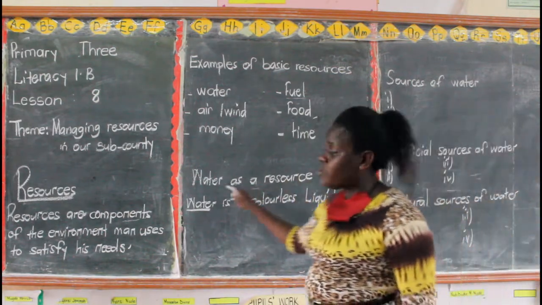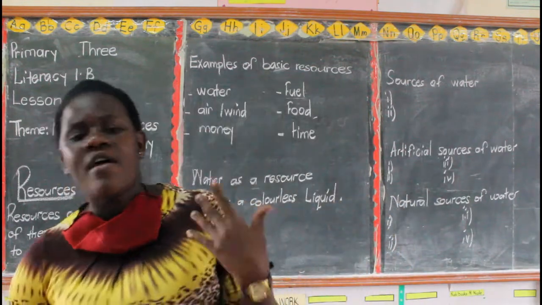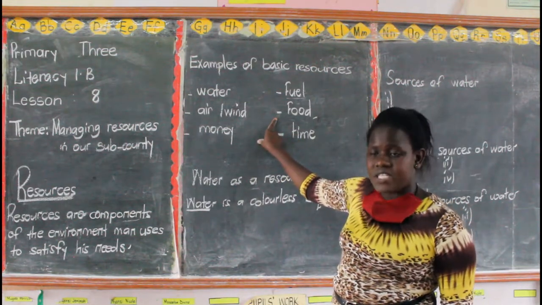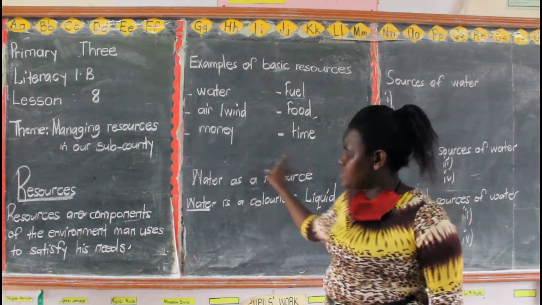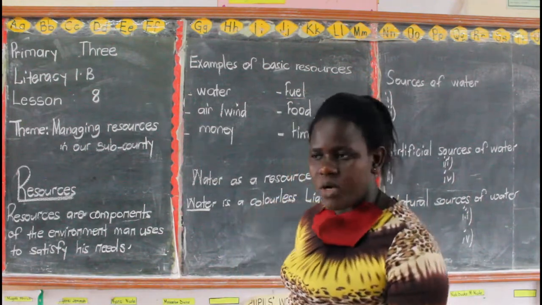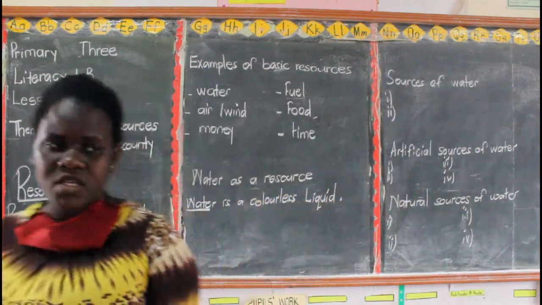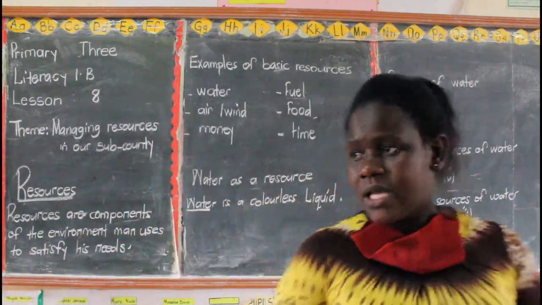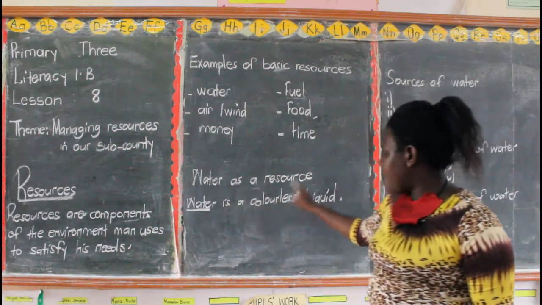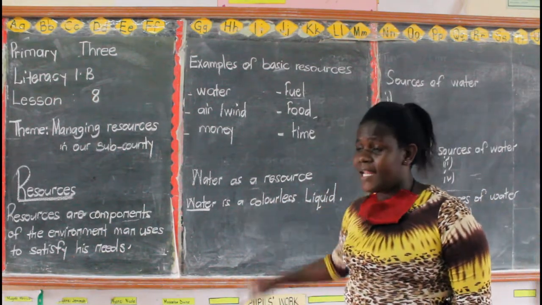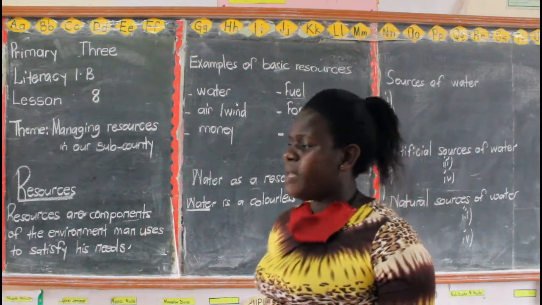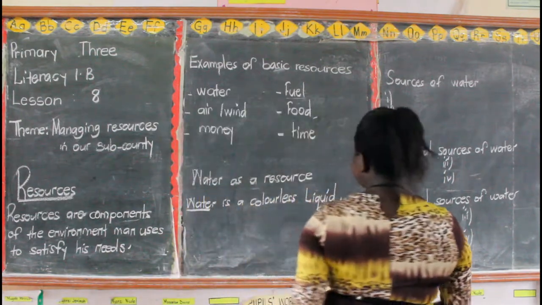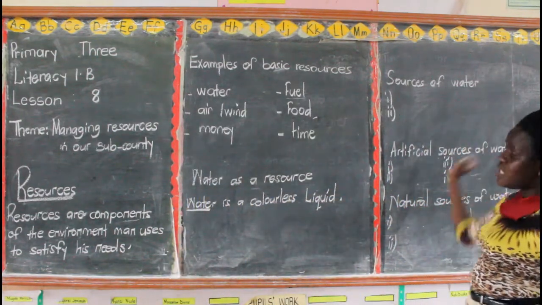We are going to start with water as a resource. Remember, it is among the basic needs, the basic resources here. Are we together? What is water? Do you know water? The one we drink. It is a colorless liquid. Water is a colorless liquid. You know the meaning of colorless? Meaning it has no color.